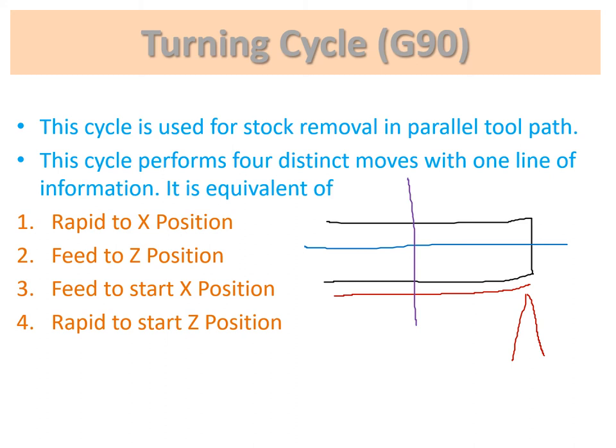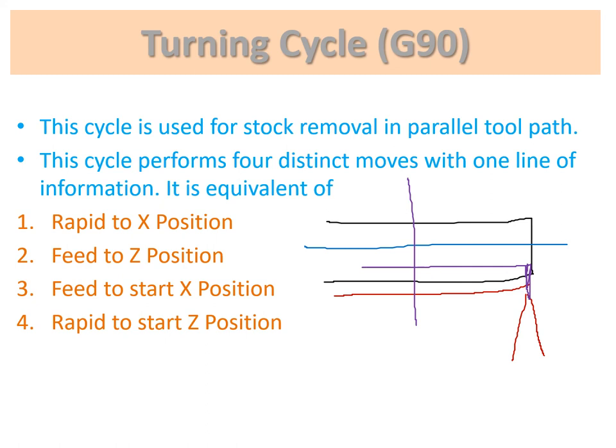Now what will happen with the help of the G90 command, there are four options. Four different steps are going to be performed in the G90 cycle. Rapid to X position gives the tool movement in the X direction, in this direction. In the last slide, I said the X direction was perpendicular to the workpiece. Basically, X and Z are perpendicular to each other. I was mistaken in the last slide. Rapid to X motion gives the tool motion in this direction, and feed to Z position gives the movement to the tool in this direction.